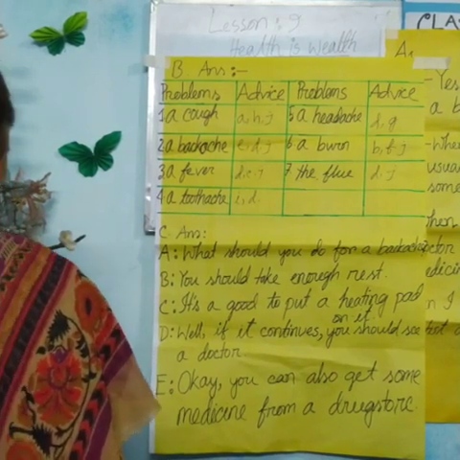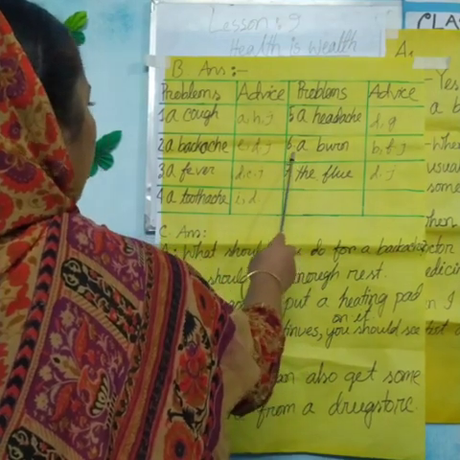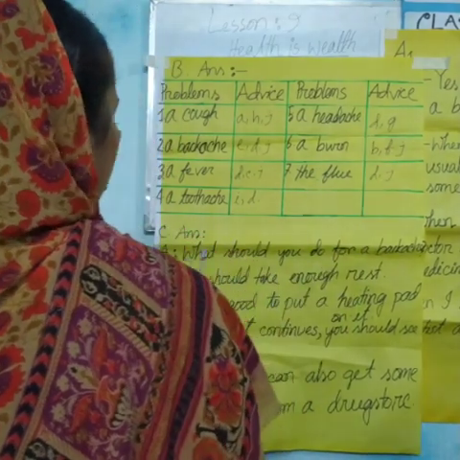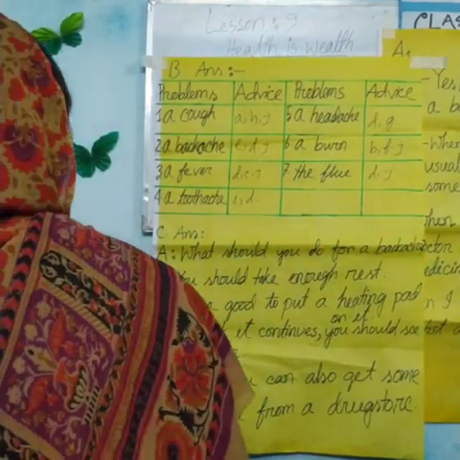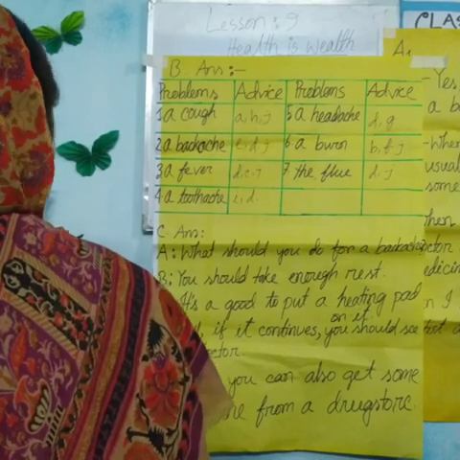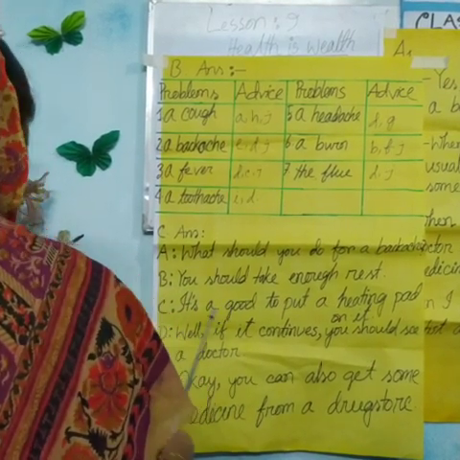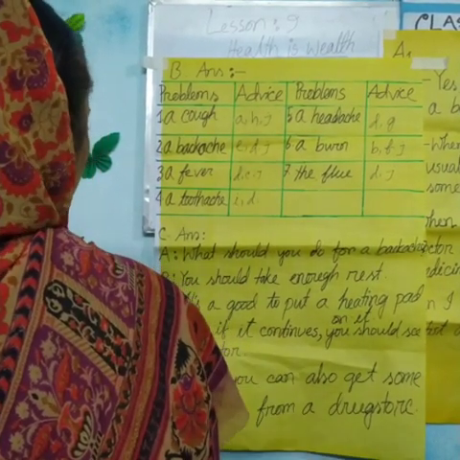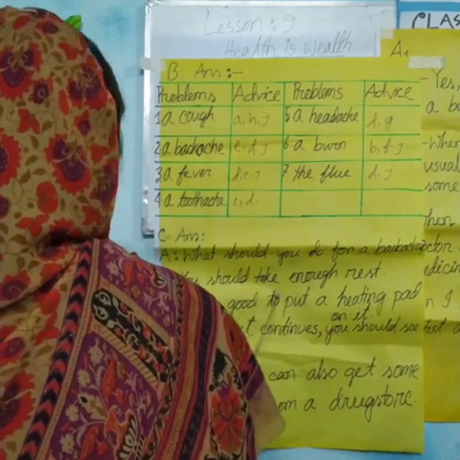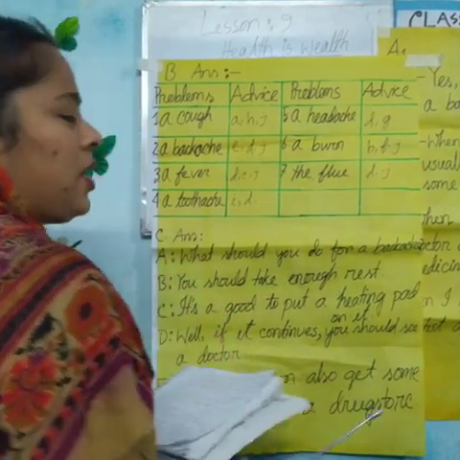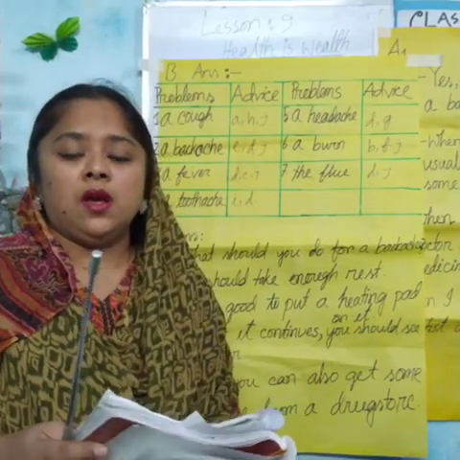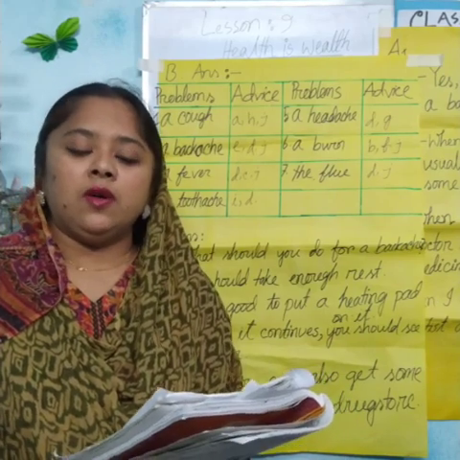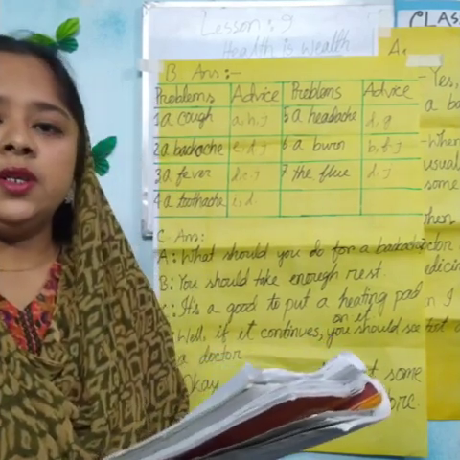In the case of burn, we write the advices B, F and J. What should you do for a burn? B: You should put it under cold water. You have to write it: if it is a burning place, we have to put it under cold water immediately.